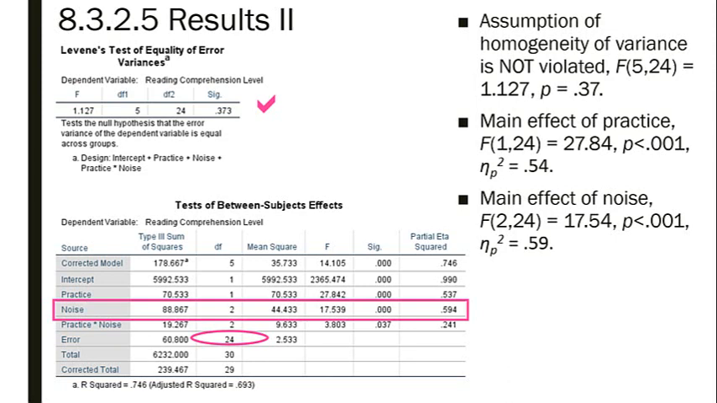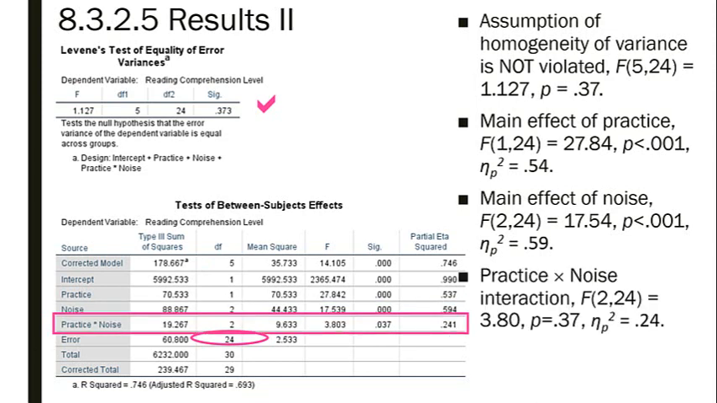F this time has 2 and 24 degrees of freedom. Remember, we've got 3 levels of this independent variable, so we've got 2 numerator degrees of freedom, and the same number of error degrees of freedom as ever. Now our F ratio is 17.54, and our effect size is 0.59. So you'll notice that even though the F ratio is a little bit lower than it was for the practice main effect, the effect size is a little bit higher. You can have a smaller F ratio and a bigger effect size.